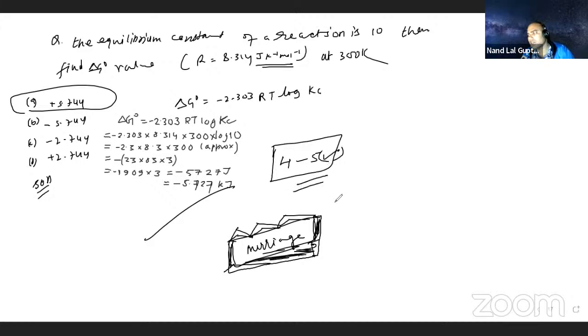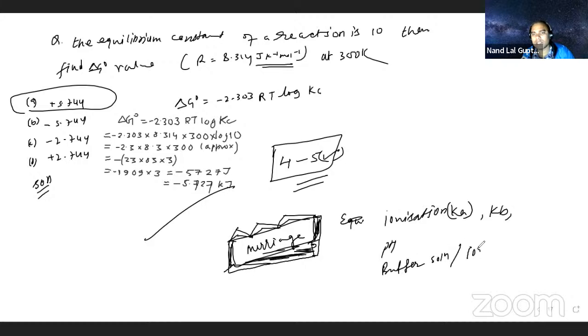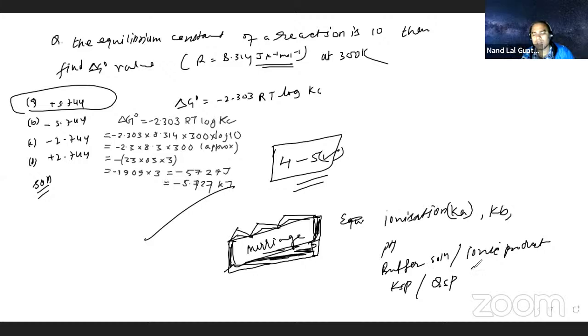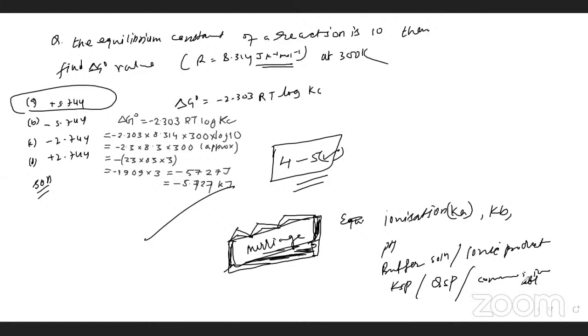For the equilibrium, you check the ionization constant. Many topics are left. Ionization constant of acid Ka, then Kb, then pH, then buffer solution. Then ionic product, Ksp, Qsp. Next, we have one more: common ion effect. So all these topics we have to cover.